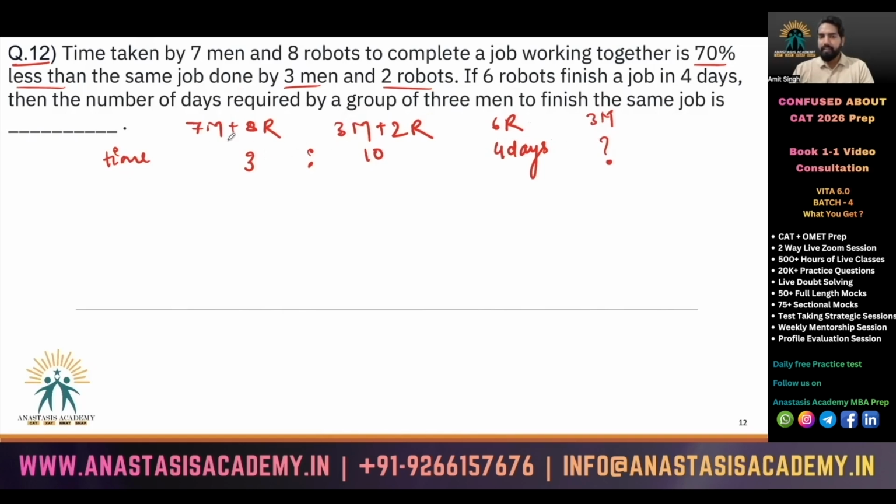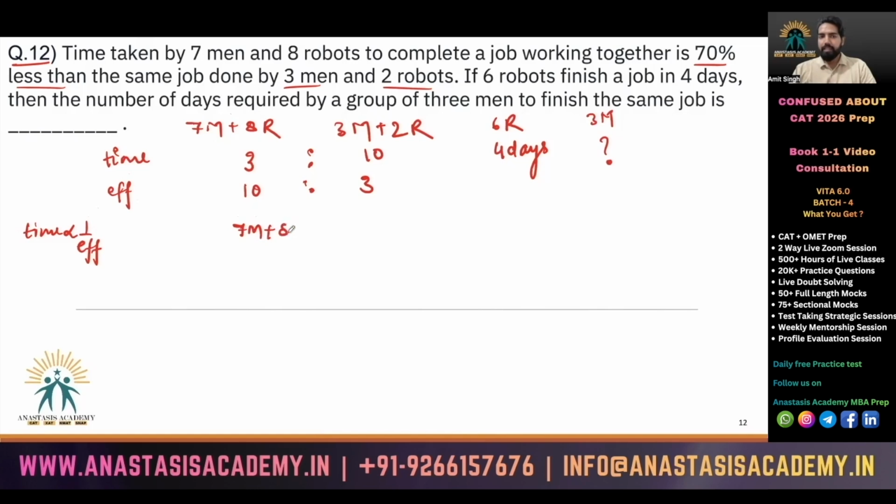This much is given. Now I can relate the efficiencies because I know the efficiencies of these two groups would be in the inverse ratio, because we know that time is inversely proportional to efficiency, right? Or efficiency is inversely proportional to time. If you increase efficiency, time taken decreases when the total work is constant. So this is the relation between time and efficiency. Now you can relate the efficiencies of man and robot.